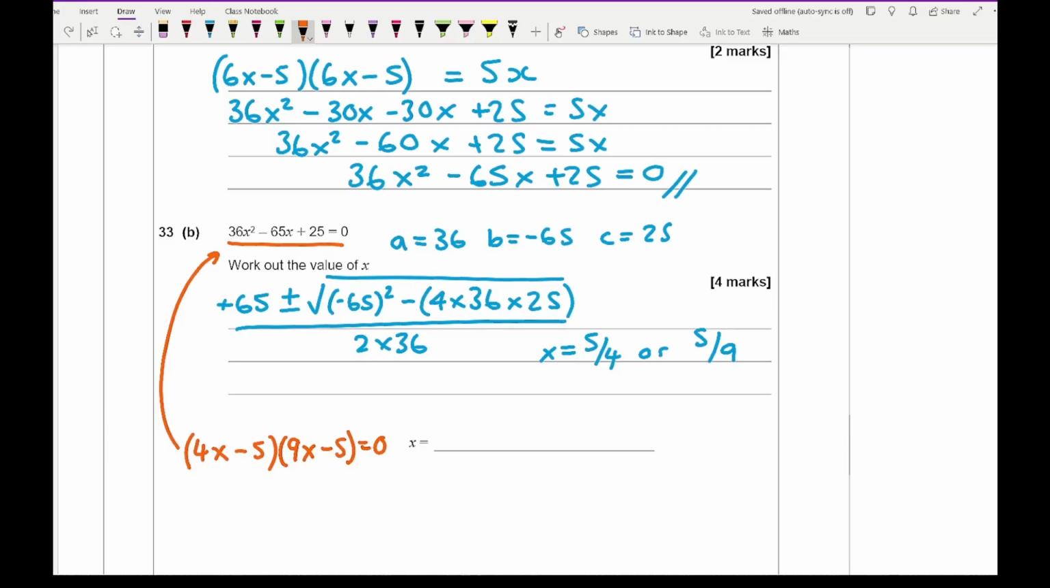Now looking at the values of x, it can't equal 5 over 9, as this would give negative length on the shapes. So therefore the correct answer must be 5 over 4 or 1.25. So any of those answers in fraction form or as a decimal will be absolutely fine.